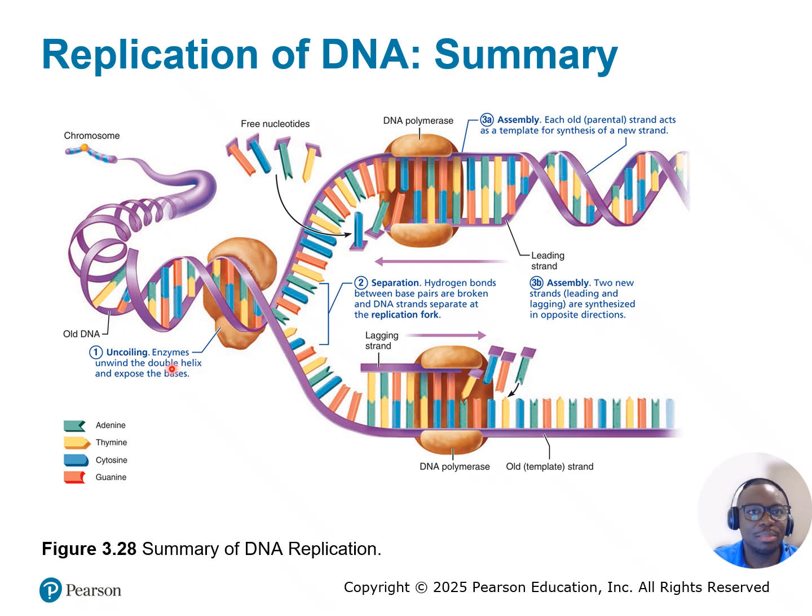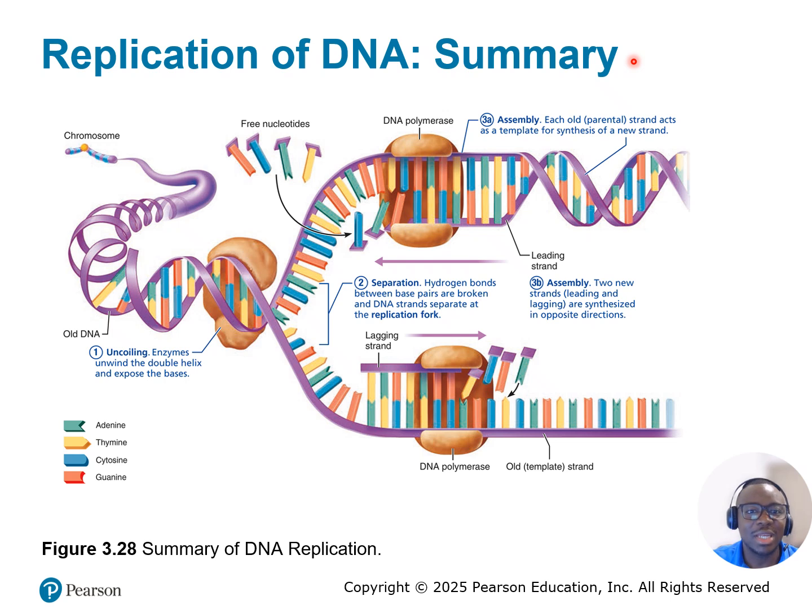In the first step, the DNA uncoils. Enzymes unwind the DNA double helix and expose the bases. The second step is separation. Hydrogen bonds between base pairs are broken and the DNA strands separate at the replication fork.